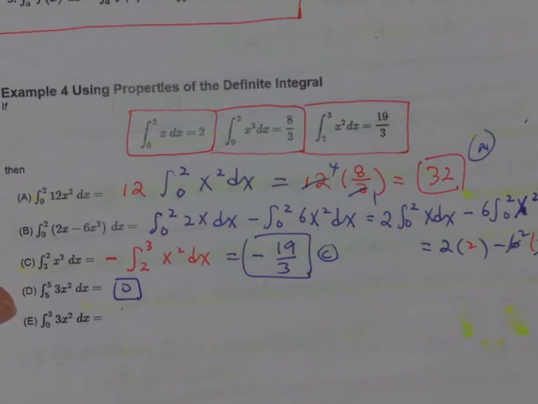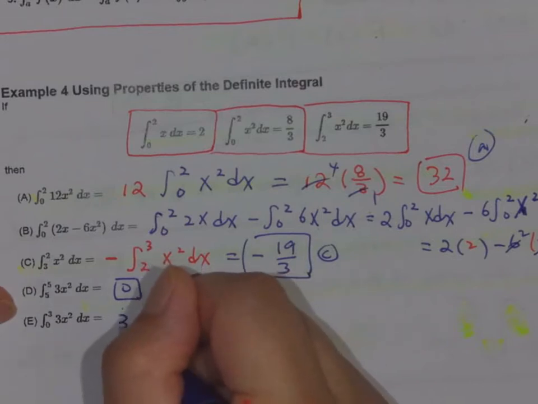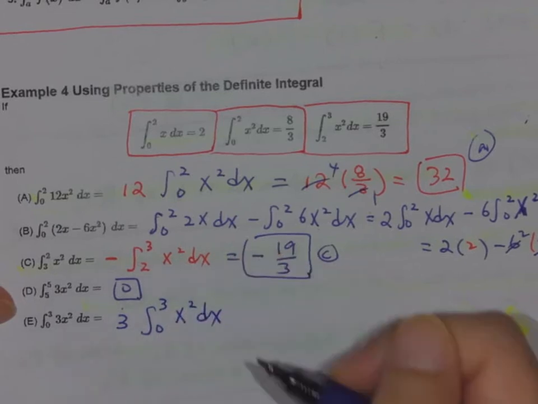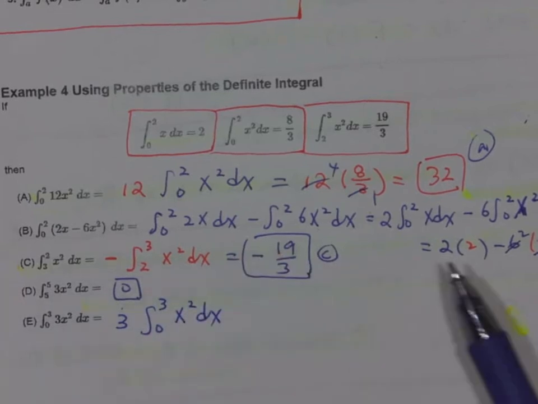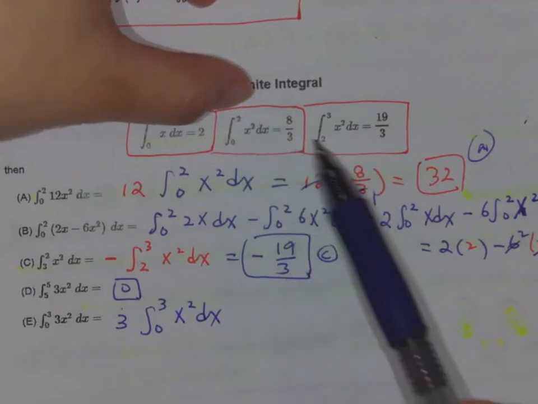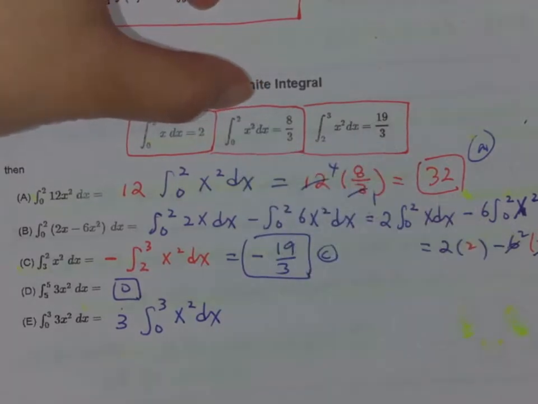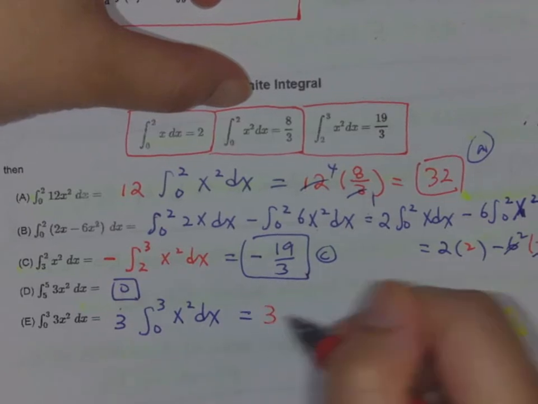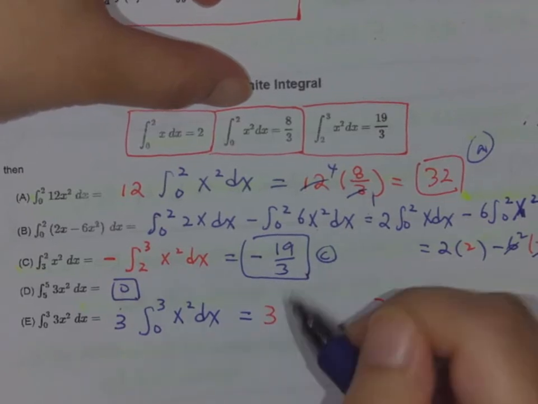And the last one, I can pull a 3, right? And this is 0 to 3 of x squared dx. So looking at my table here, I have x squared, but it's either 0 to 2 or 2 to 3, right? So I don't have 0 to 3. So somehow I'm going to need to break them into parts. So I'm going to say each of them gets a 3 as the coefficient.